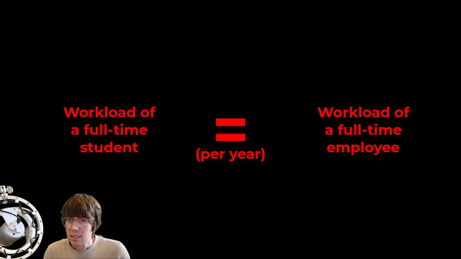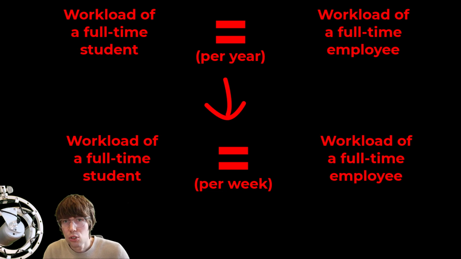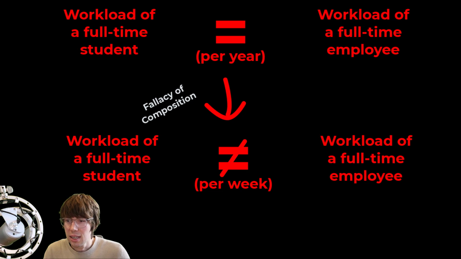Now, there's a problem with this standard. Presumably, there are some unintended consequences here. Many seem to believe that the workload of a full-time student per week should be equal to the workload of a full-time employee per week. But that is not the case. That would be what we call a fallacy of composition. It's only the annual workloads that are equal to each other. And unfortunately, because the student year is shorter than the work year, the workload per week is going to be higher for the student compared to the employee.